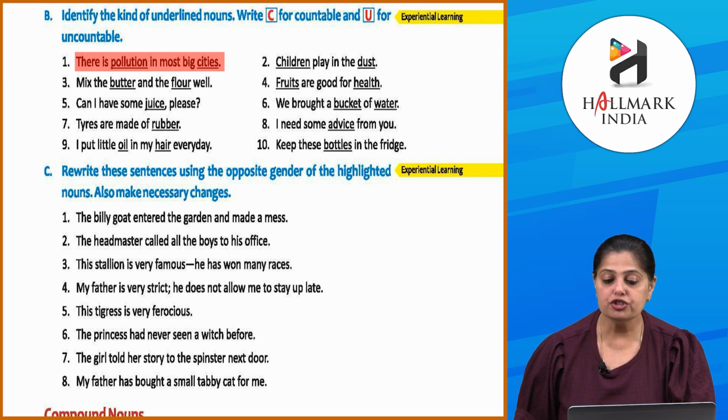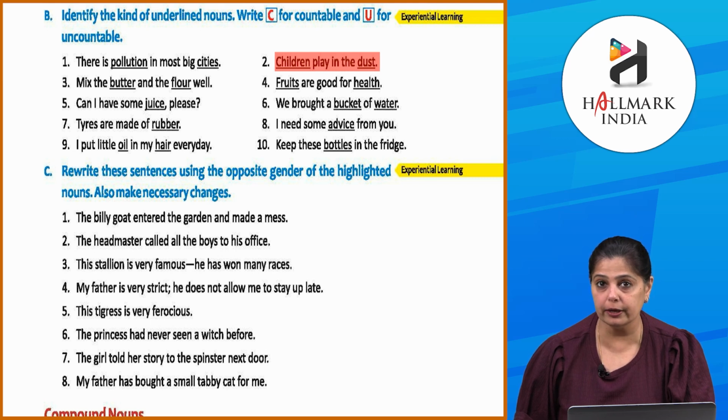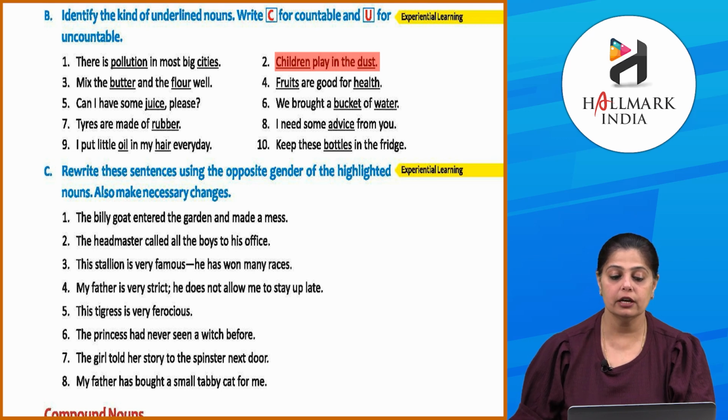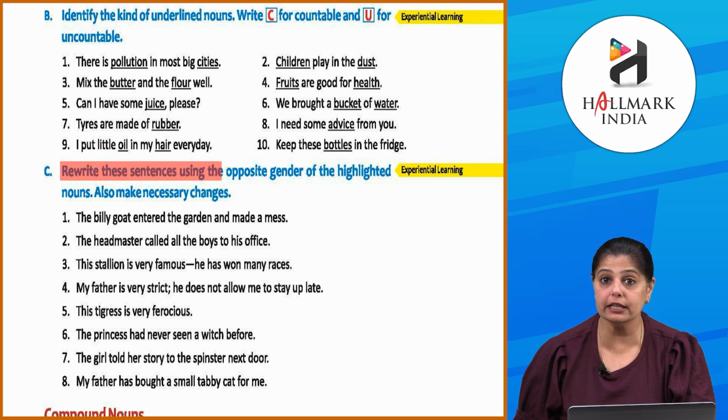Clear? Now, children play in the dust. Can we count children? No, because it is already mentioned in plural. We don't say 5 children and all. Now, second, can we count dust? No, we cannot count dust. Can we count children? Yes, we can say 10 children were playing in the dust. So, children becomes countable and dust becomes uncountable. Clear?